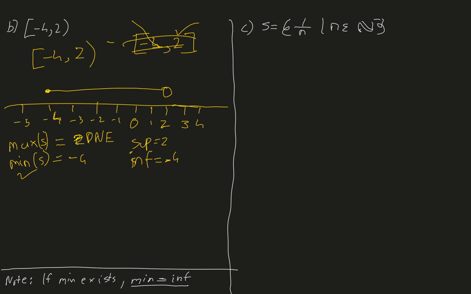So is the infimum. -5 is a lower bound, -6 is a lower bound, but the infimum -4 is the greatest lower bound. So it meets the two conditions. Therefore, supremum is 2, infimum is -4. So let's take a look at this case.